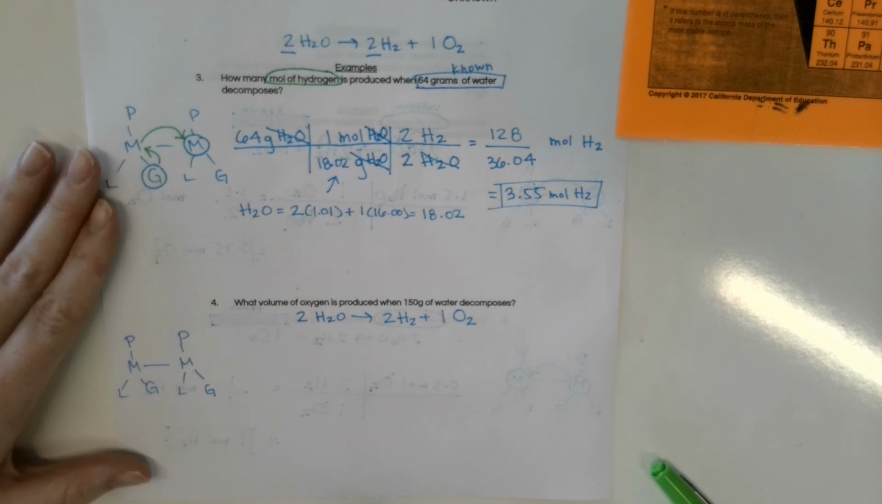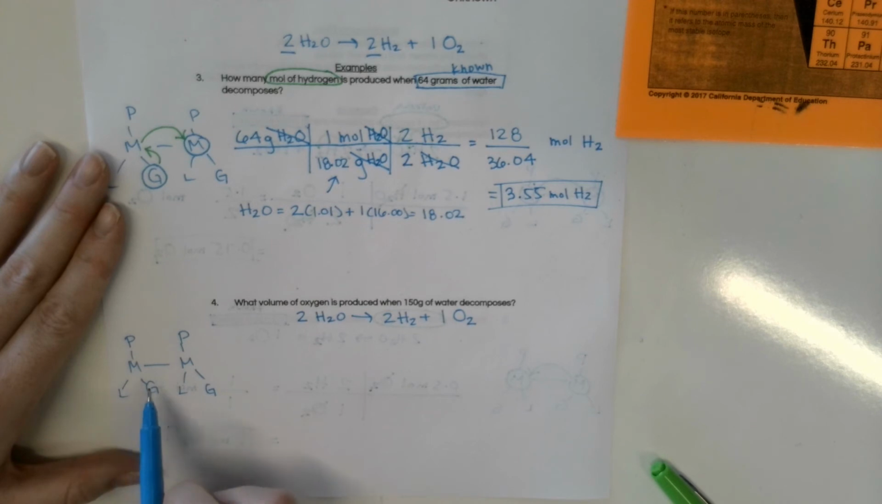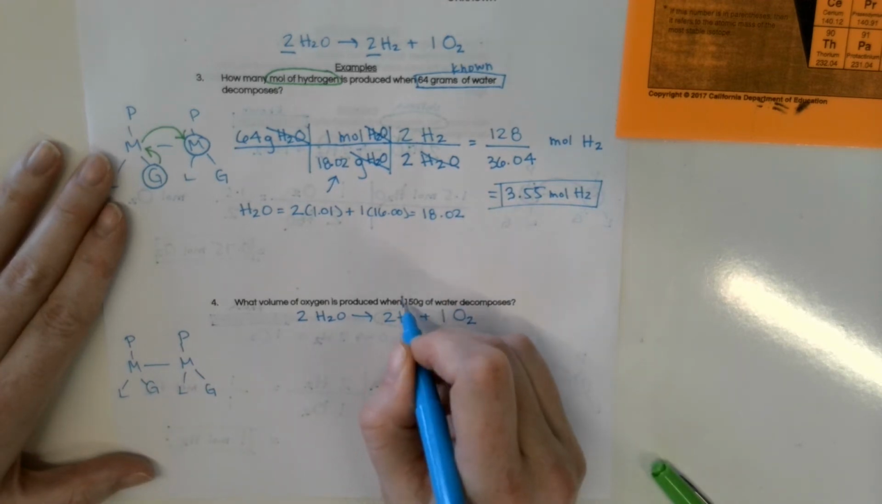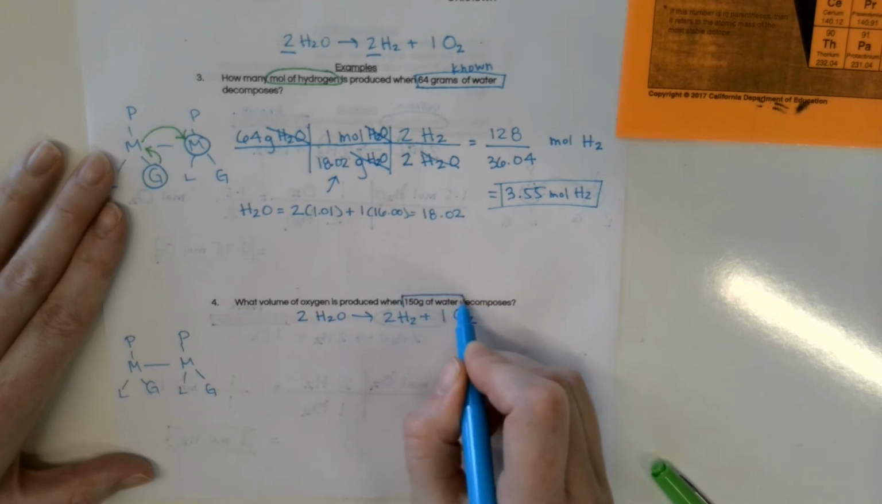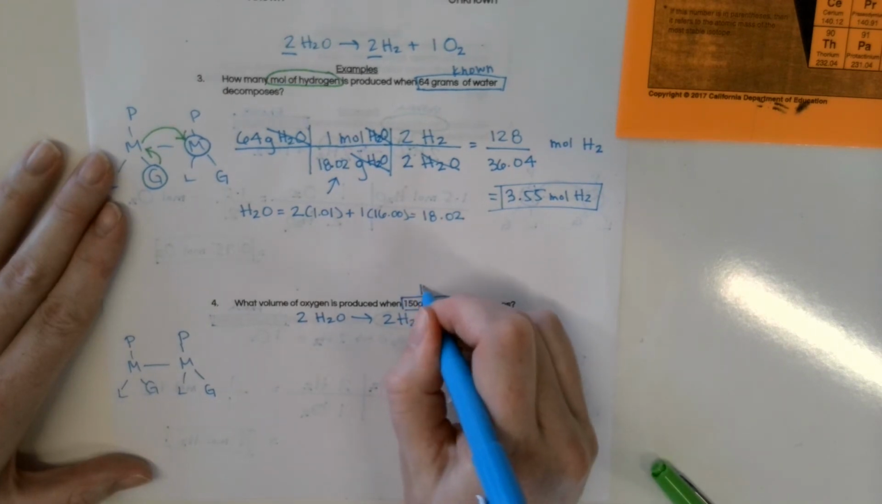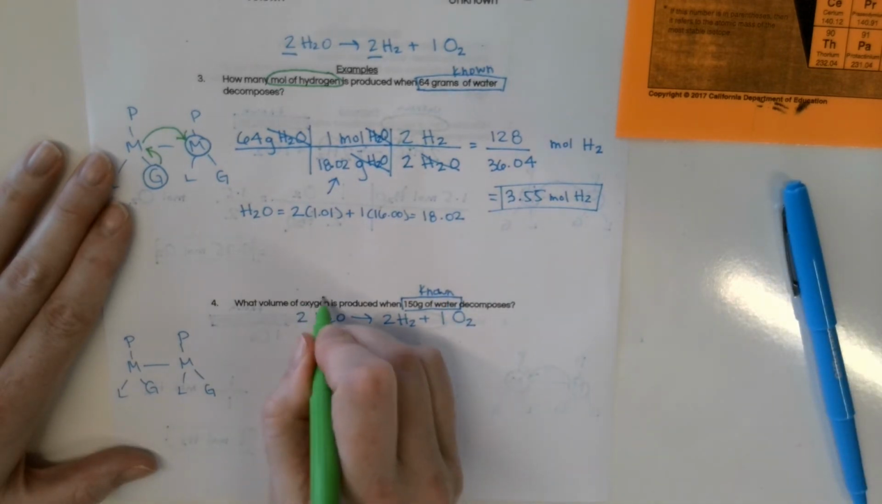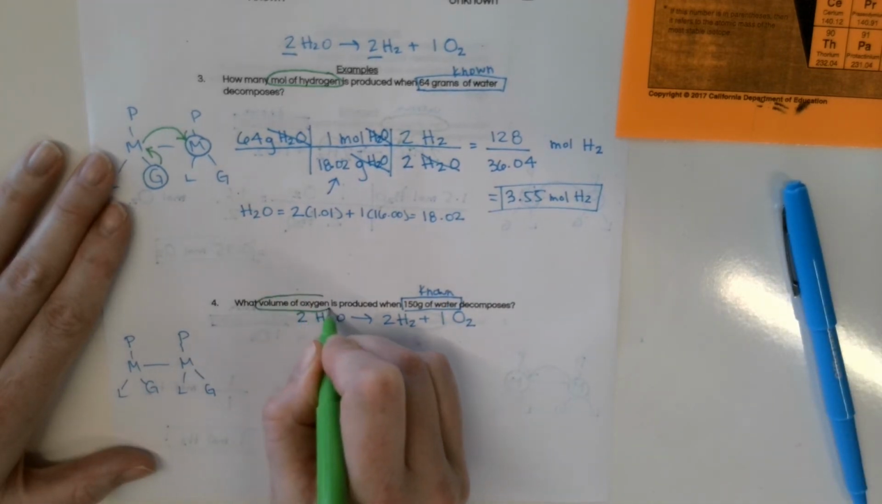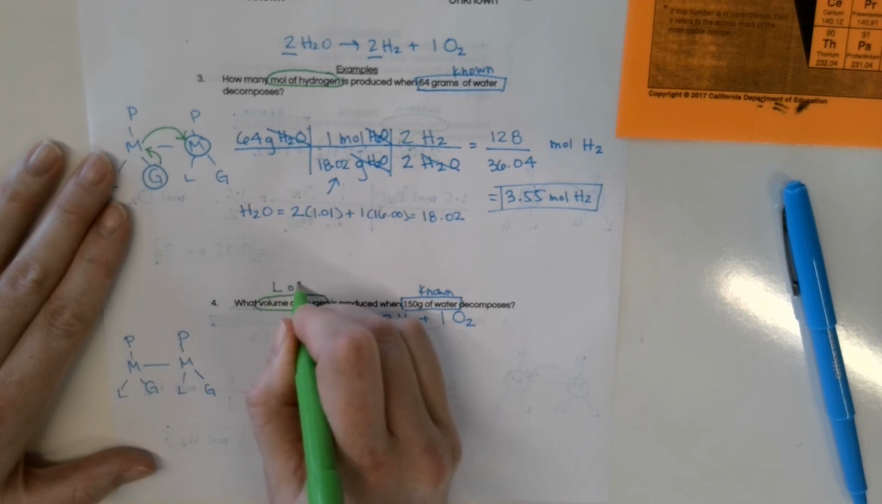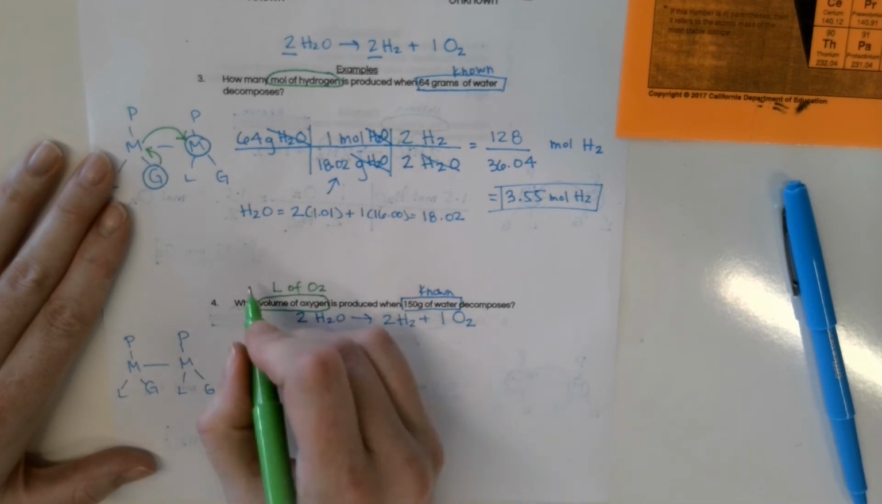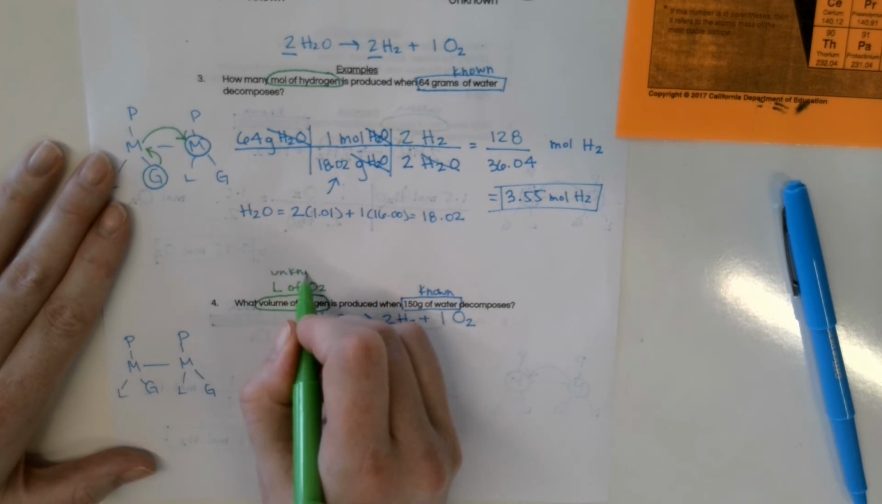I'm going to figure out my known and unknown values, and then I'll use those to figure out where am I on this side, where am I going here, and how many jumps. Remember, each jump represents a step. So my known is 150 grams of water. My unknown is volume of oxygen, meaning we want liters of oxygen, and this is our unknown.